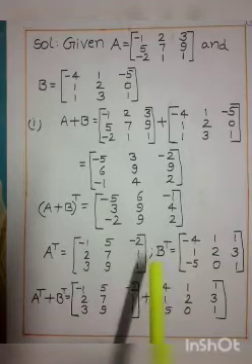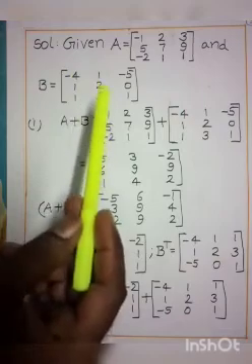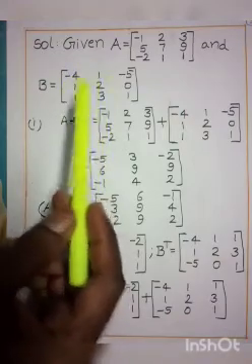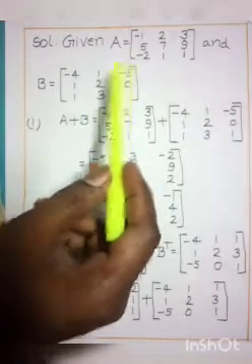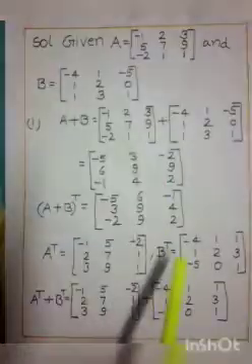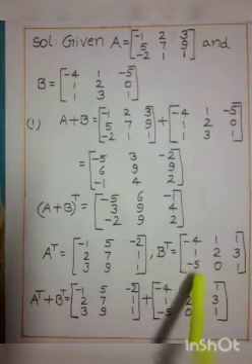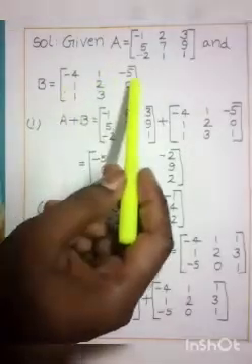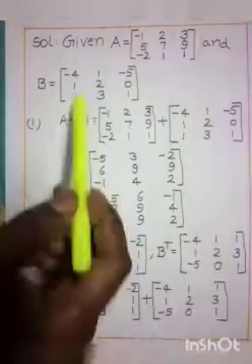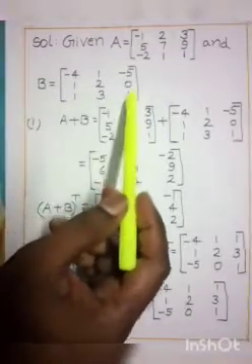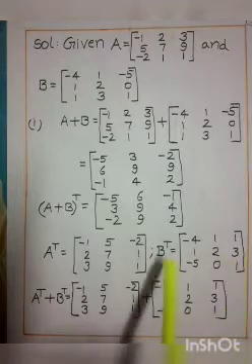Similarly, we find B transpose. From the matrix B, we find its transpose by interchanging the rows and columns. What is the first row? Minus 4, 1, minus 5. We write this first row as first column: minus 4, 1, minus 5. What is the second row? 1, 2, 0. We write as second column: 1, 2, 0. What is the third row? 1, 3, 1. We write this third row as third column: 1, 3, 1. Understood, my dear children?